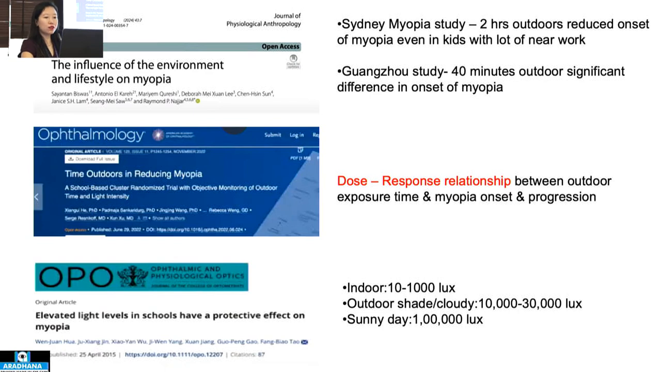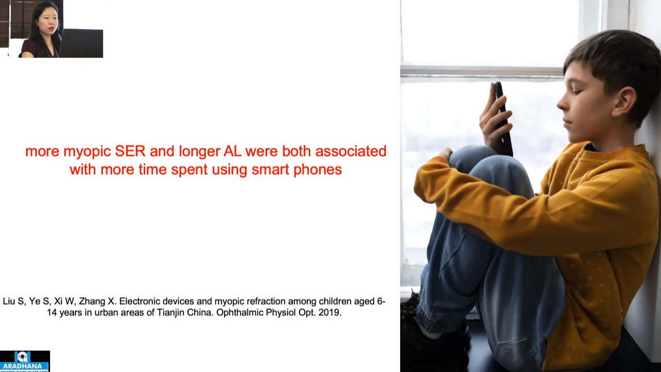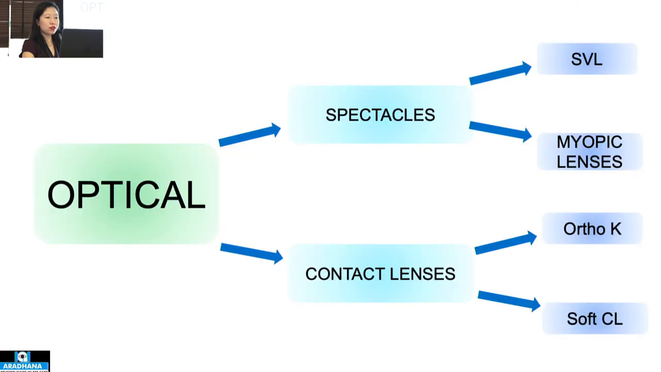And there is a dose-response relationship between how much time they spend outside and the myopia onset and also the progression. Regarding the light, outdoor activity is promoted because of the intensity of the light. Outdoors has more intensity of light than indoors, so that has an impact on how the myopia progresses. A more myopic spherical equivalent refraction and longer axial length were seen in kids who spend more time using smartphones.